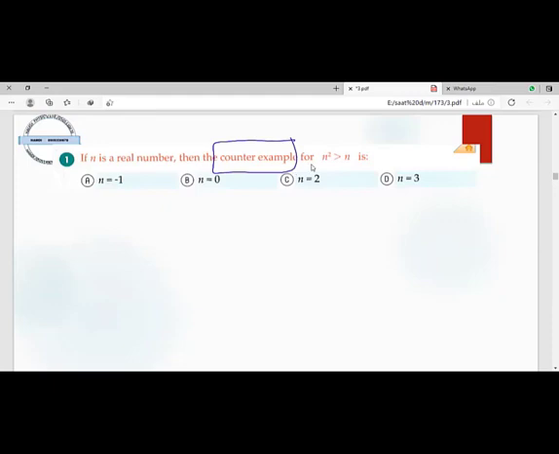Try -1. -1 squared is 1, and 1 is greater than -1, it's okay. But 0, 0 squared is 0, so 0 is a counterexample. But 2 squared is 4, 4 is greater than 2, it's okay. 3 squared is 9, greater than 3, it's okay. So here the answer is 0.